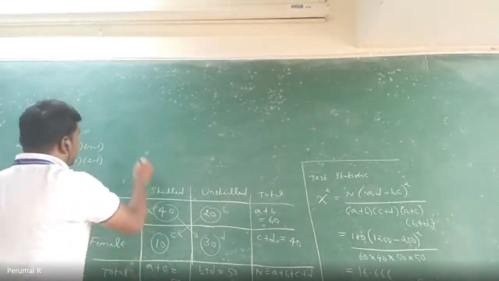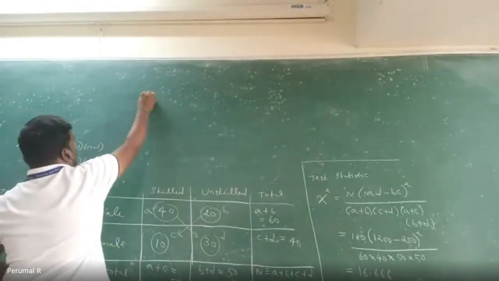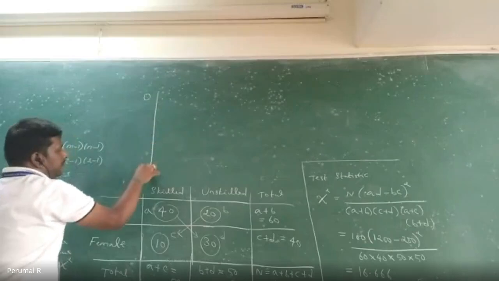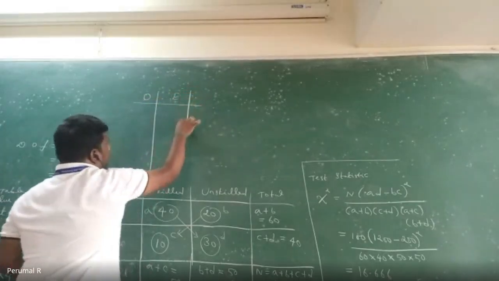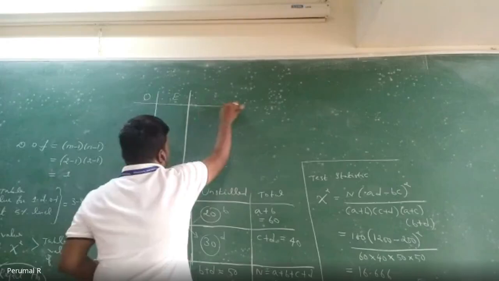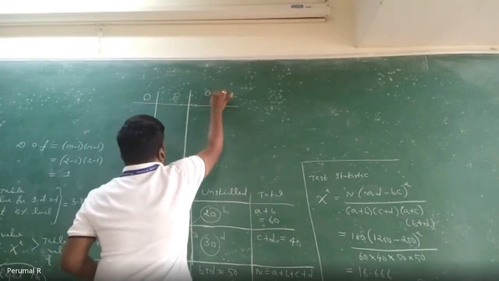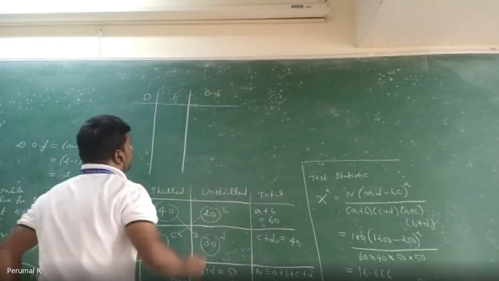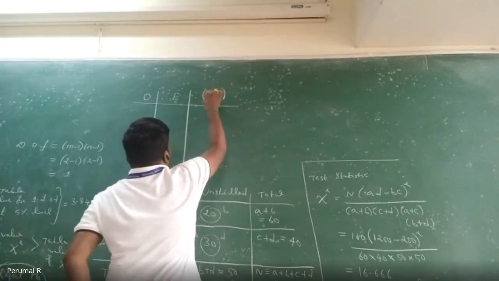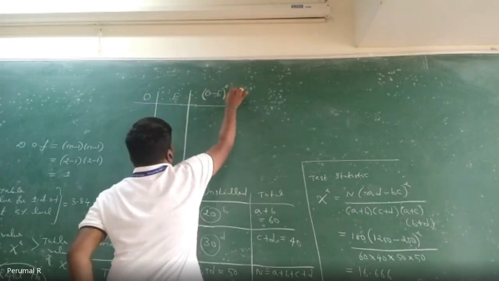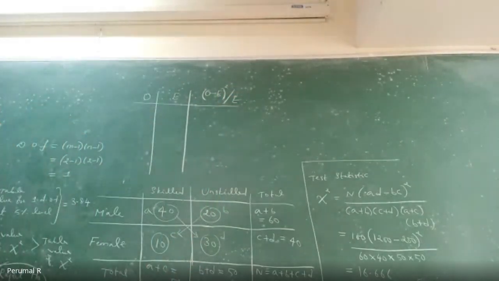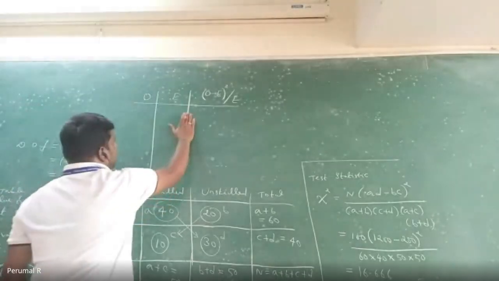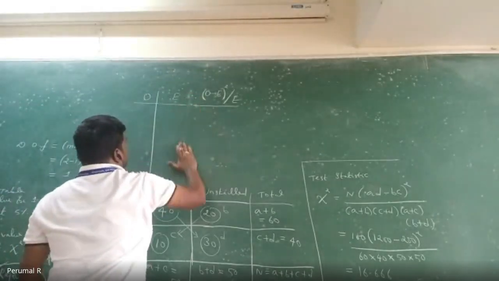How to prepare the calculated value of chi-square? One column you prepare your observed frequency. In another column you find the corresponding expected frequency. And in the third column you prepare observed frequency minus expected frequency whole square, divided by expected frequency. In that way you can prepare. Now, how to prepare that expected frequency?